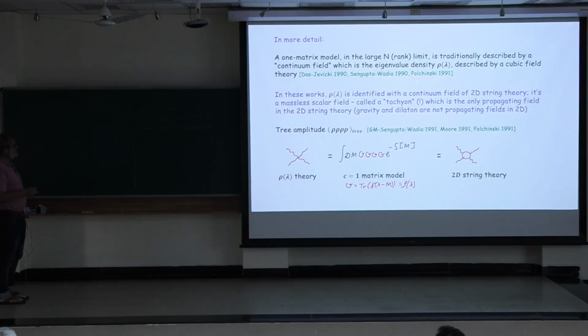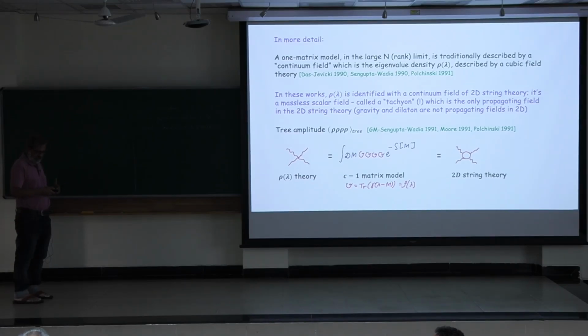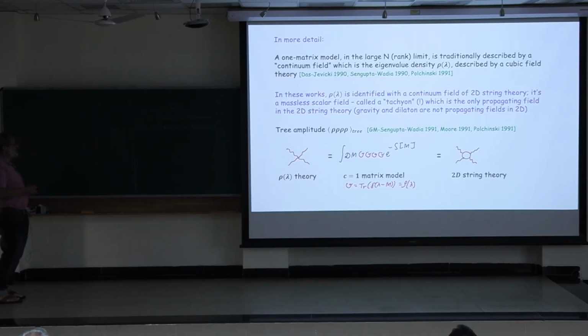In these works, rho of lambda, this eigenvalue density, is identified with the continuum field of two-dimensional string theory. That's the duality. It's a massless scalar field, which is called the tachyon, a historical abuse of the name, and it is the only propagating field in two-dimensional string theory. I'll take this massless scalar field as a kind of substitute for propagating gravity fields, because the usual gravity and dilaton are not propagating fields in 2D. I'll take it as the propagating field and try to understand some statements about it as if it is the graviton. Okay, I'll explain what I mean.